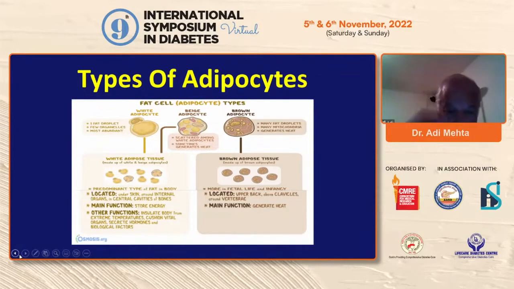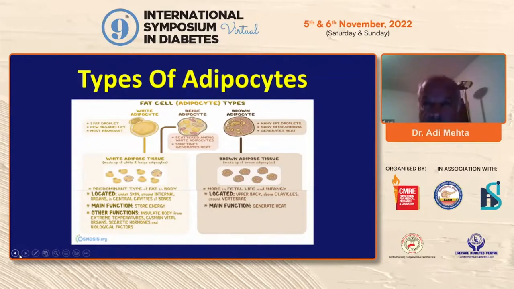But when you look at white adipocytes, which are the most common adipocytes that we see in humans in adult life, they're located under the skin, around internal organs, and in the central cavities of the bones. The main function is to store energy. Other functions are to insulate the body from extreme temperatures and cushion it, all the things I've already talked about.